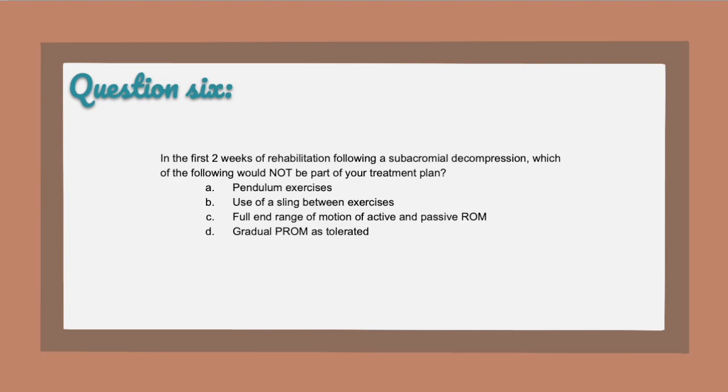Question 6. In the first 2 weeks of rehabilitation following a subacromial decompression, which of the following would not be part of your treatment plan? A. Pendulum exercises. B. Use of a sling between exercises. C. Full end range of motion of active and passive range of motion. D. Gradual passive range of motion as tolerated.